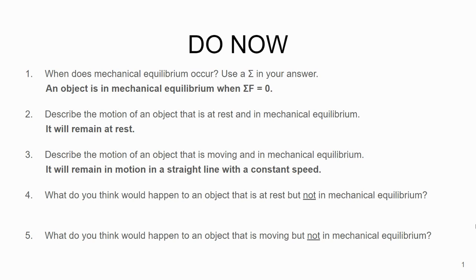Questions 4 and 5 are similar questions, only this time the object is not in mechanical equilibrium, which means the sum of the forces is not 0. So what happens to an object that's at rest but not in mechanical equilibrium? It's going to start to move. And how about if it was already moving and not in mechanical equilibrium? So the sum of the forces is not 0. It's going to change its speed and/or its direction. It's going to accelerate. It might speed up, it might slow down, it might change direction, or it might change direction and speed up or slow down. But yeah, its motion is going to change.